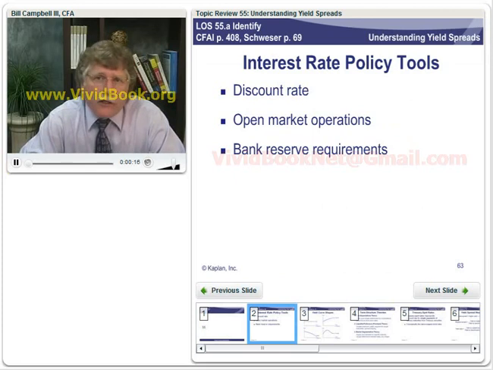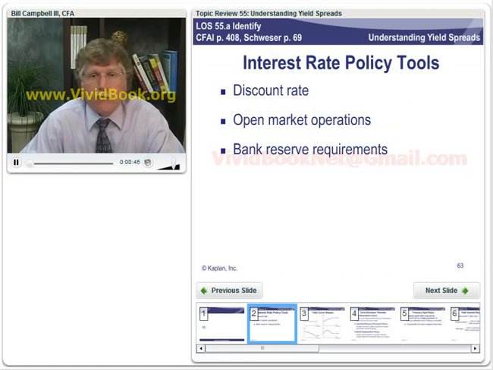The first thing you need to know about are interest rate policy tools. What kinds of tools does the central bank, in this case generally the Federal Reserve in the U.S., have for adjusting interest rates? Well, we have three basic tools. We have the discount rate. That's the rate that the Federal Reserve charges member banks to borrow money. So by adjusting that discount rate, if they raise that rate, then it's more expensive for banks to borrow money.